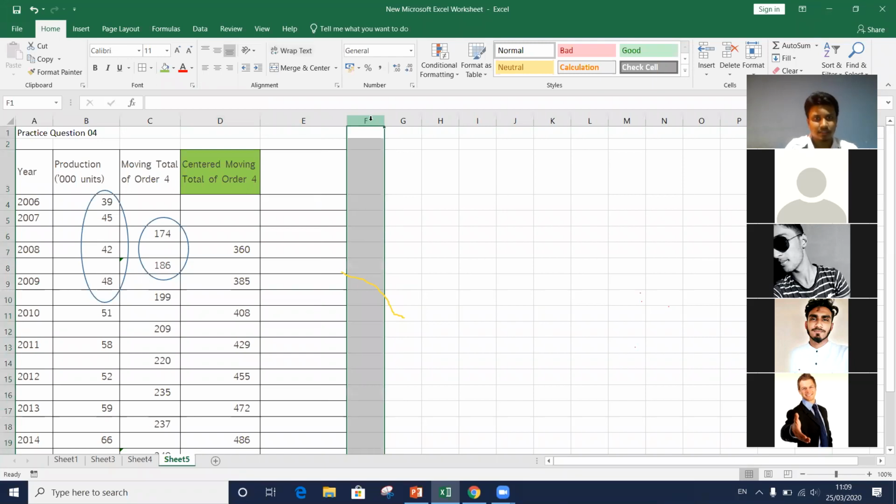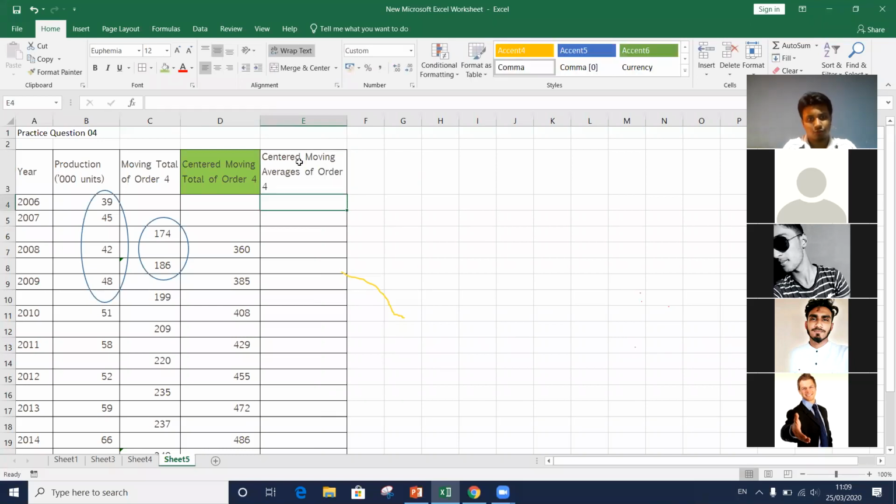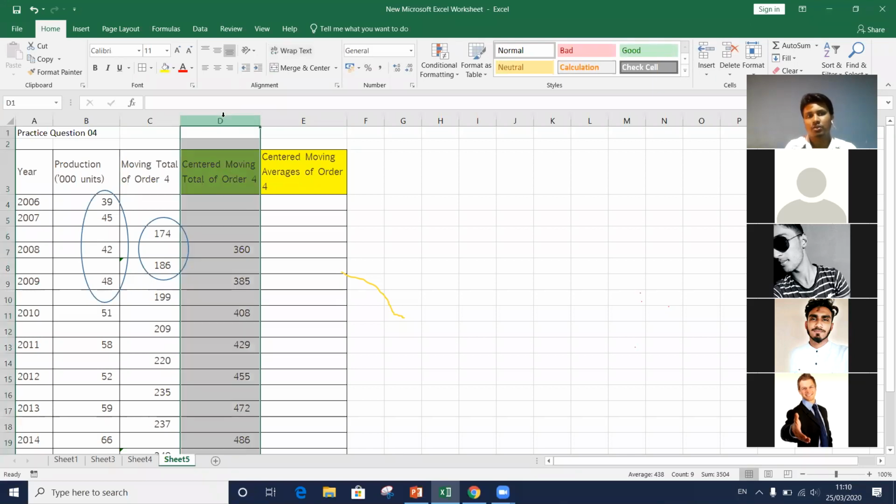Then we need to calculate centered moving averages of order 4. Right? Centered moving averages of order 4. නිකම්ම moving averages කියලා ගත්තා. But here, after calculating moving totals of order 4, we need to have a separate column called centered moving total of order 4, and then we need to have our final column, centered moving averages of order 4. Right.